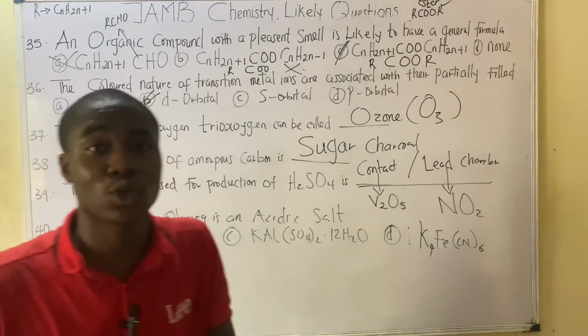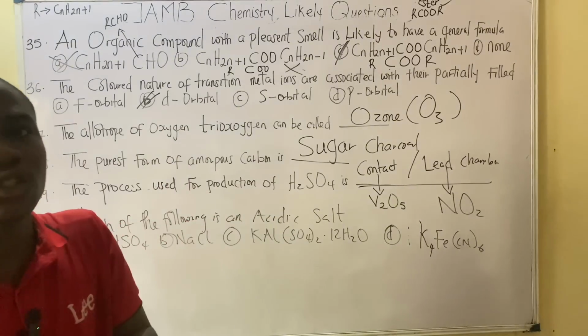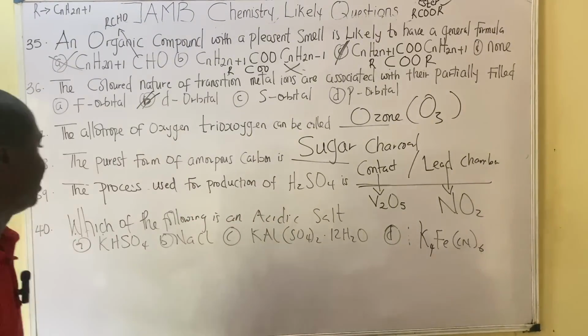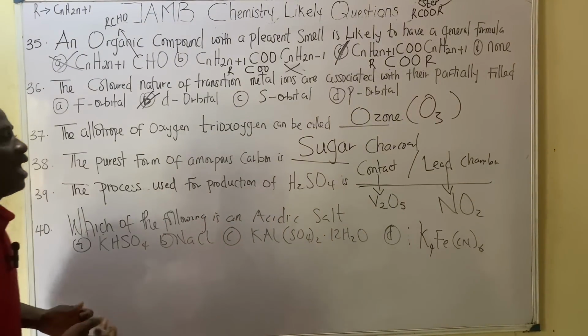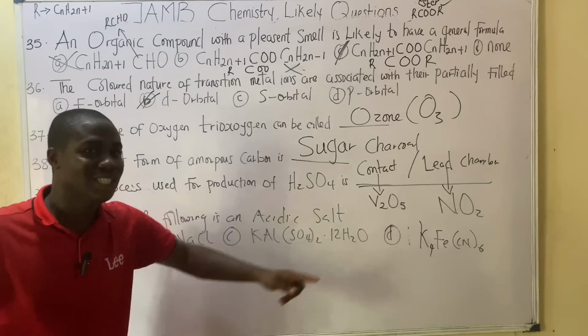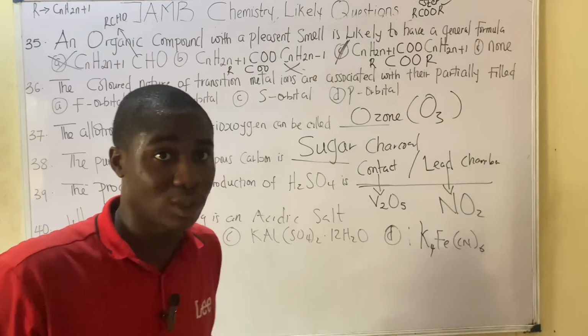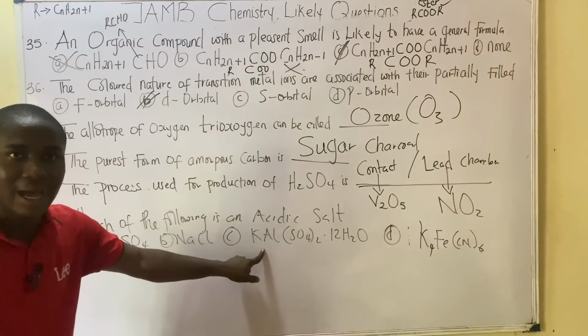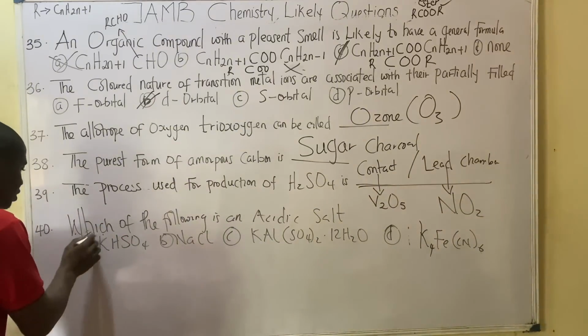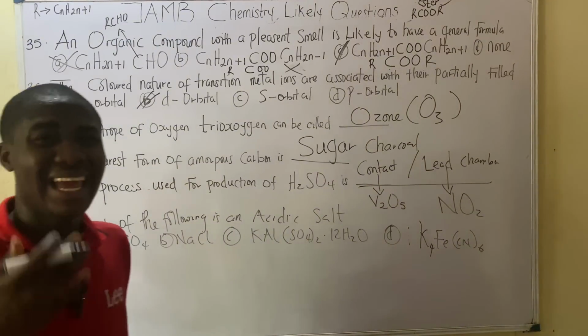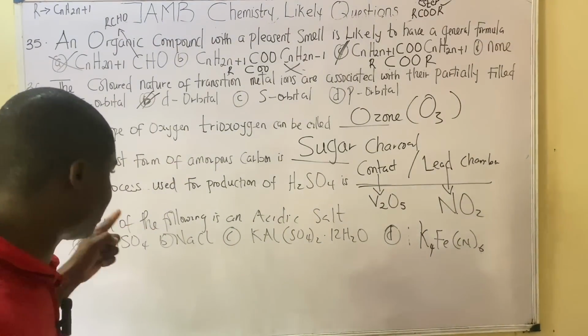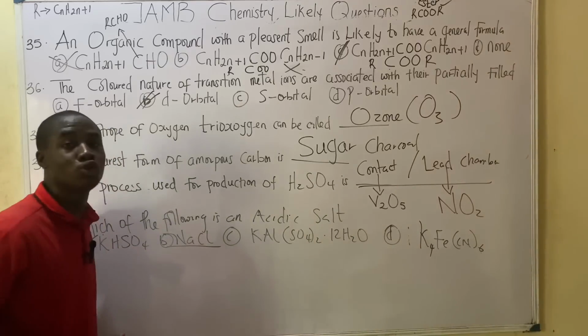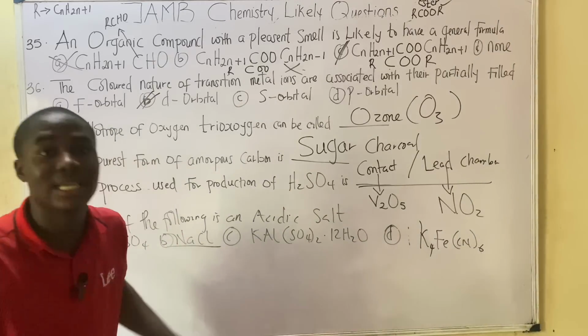Question number 40 says, which of the following is an acidic salt? For you to call a salt acidic, there will be presence of hydrogen. Look at everything. I know you can actually say hydrogen here, but the hydrogen is not standing alone. It's standing with water. So definitely this can be an acidic salt. What is an acidic salt? These are the acidic salts. KHSO4. This is the acidic salt. This salt here is a neutral salt. This salt here is a double salt.